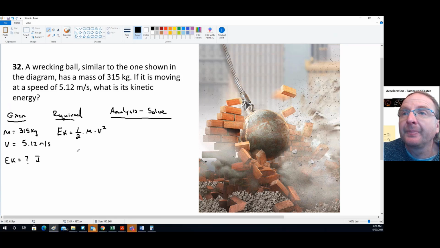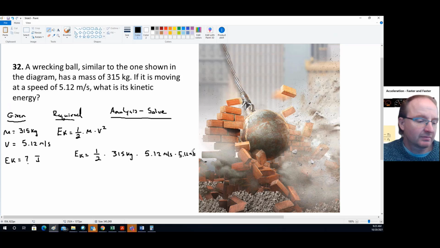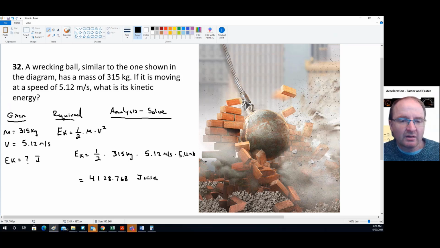Well, let's just plug it in. Kinetic energy of this wrecking ball, 1/2 times its mass, 315 kilograms, times its velocity squared, 5.12 meters per second, times 5.12 meters per second. Okay, when you do that, and I'm just going to skip showing my calculator, we get 4,128. Again, I don't think we're going to need this many significant digits. 768 joules. Let's look at the question though now, because we don't round to the end.